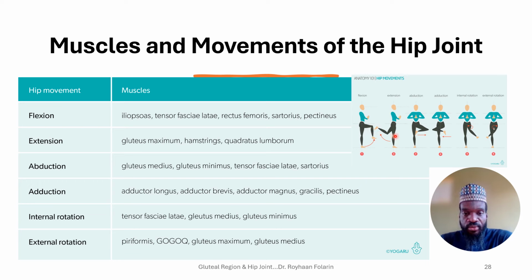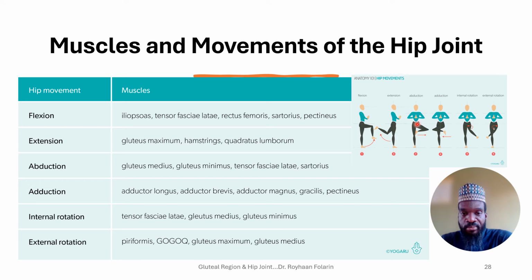Then extension, you have the gluteus maximus muscle. You have the four hamstring muscles at the posterior compartment of the thigh, contributing towards extension. Quadratus lumborum also contributes to extension.